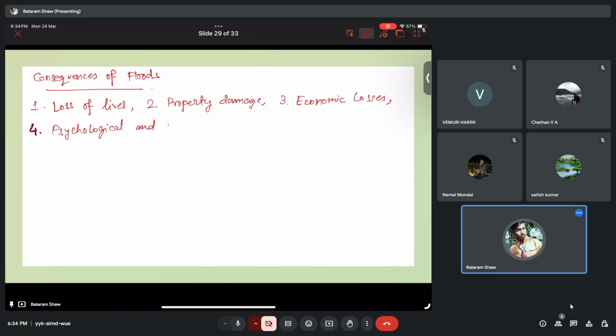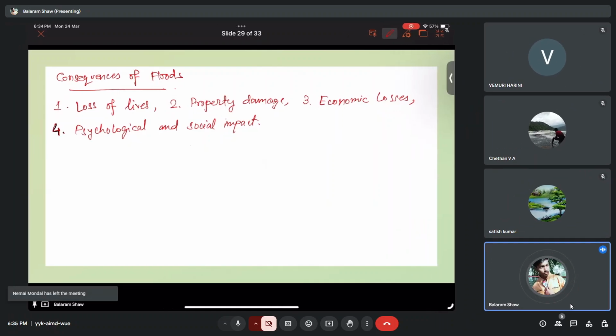Psychological and social impact. When these kinds of floods happen, the people who face them get a lot of trauma because they might have lost lives in their family. They have lost all the properties they have gained over all these years, right? They can face trauma or stress caused by these floods, and it can have very long lasting psychological effects on individuals, and not only on individuals, it can also affect a whole community, right? So there can be a psychological and social impact also.